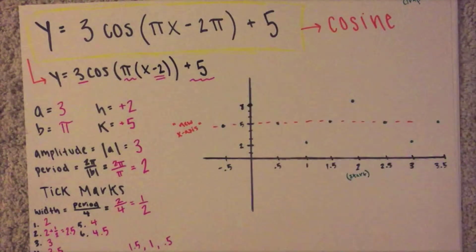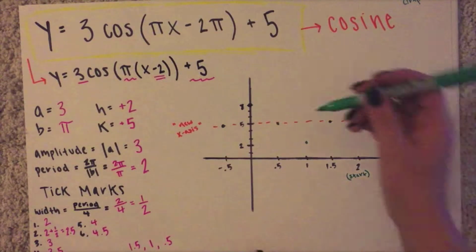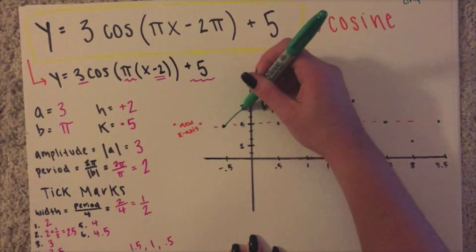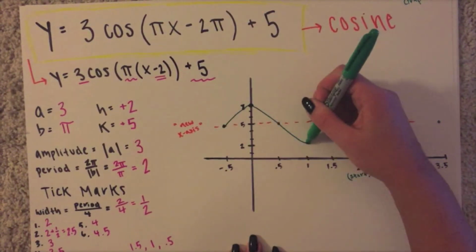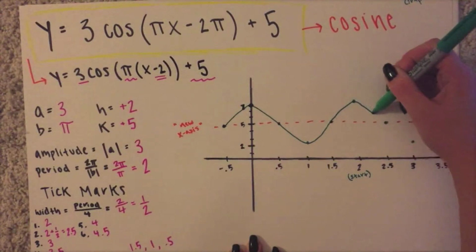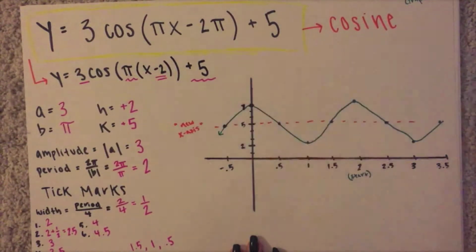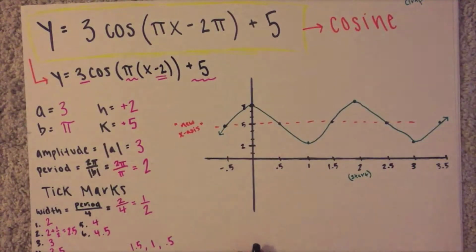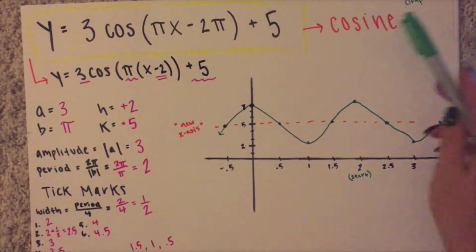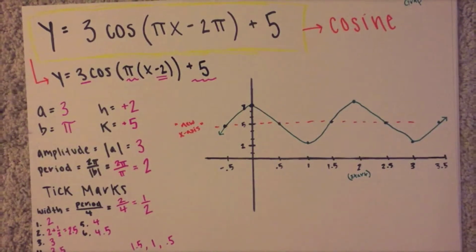Once you mark all your dots, you can go ahead and connect them to create the finished cosine wave. And you can draw arrows on the end to indicate that it is a continuous function. So that is how you graph a cosine equation.